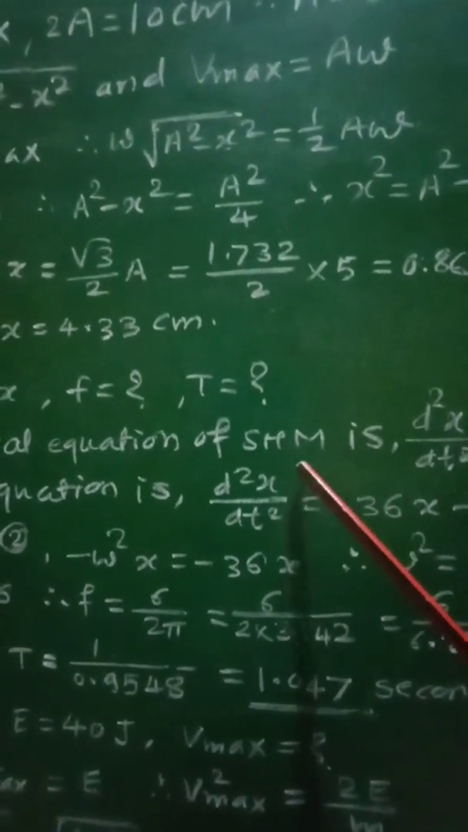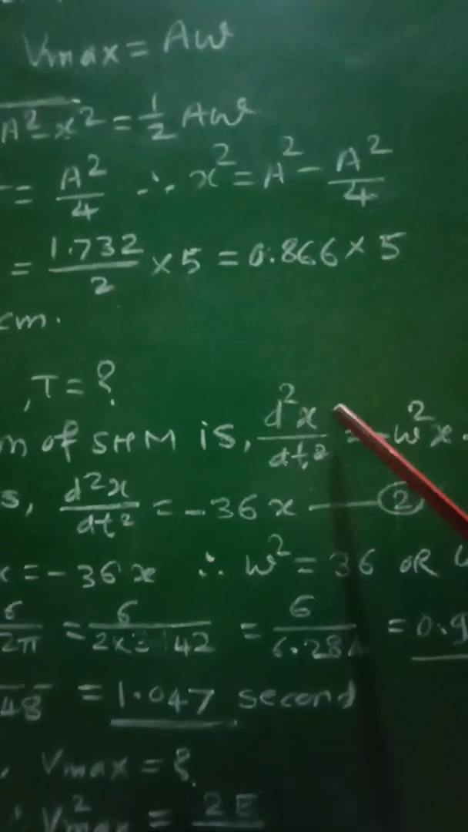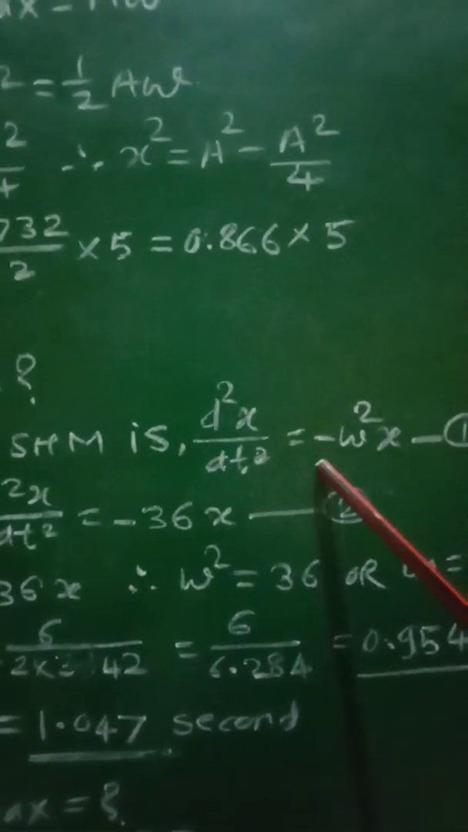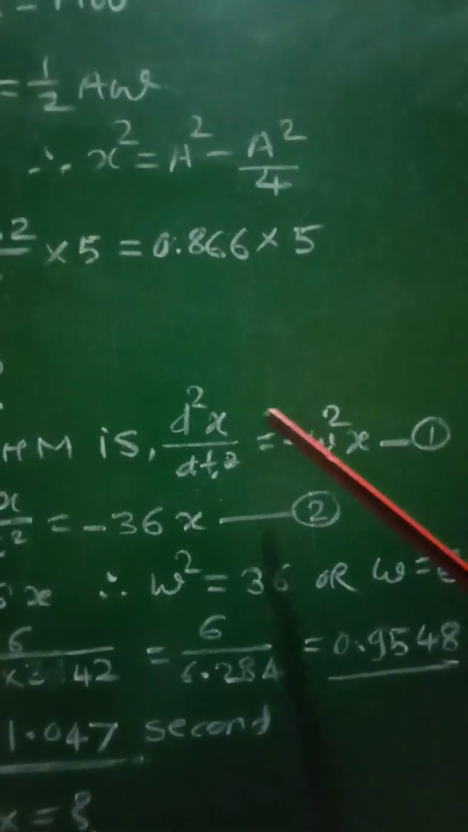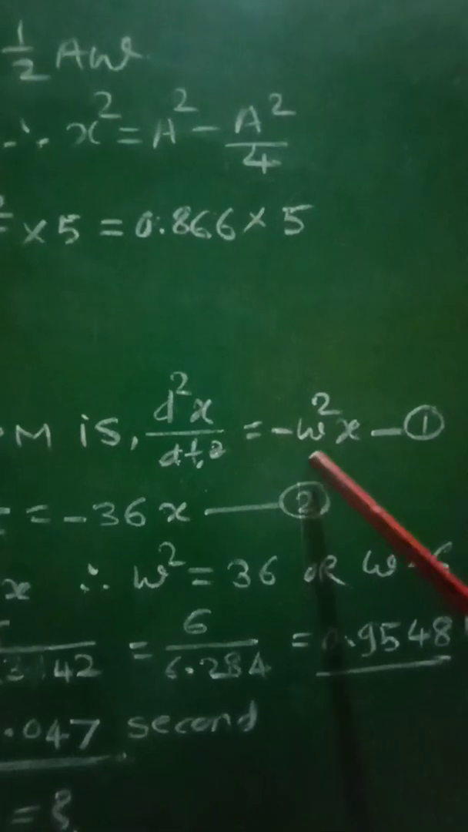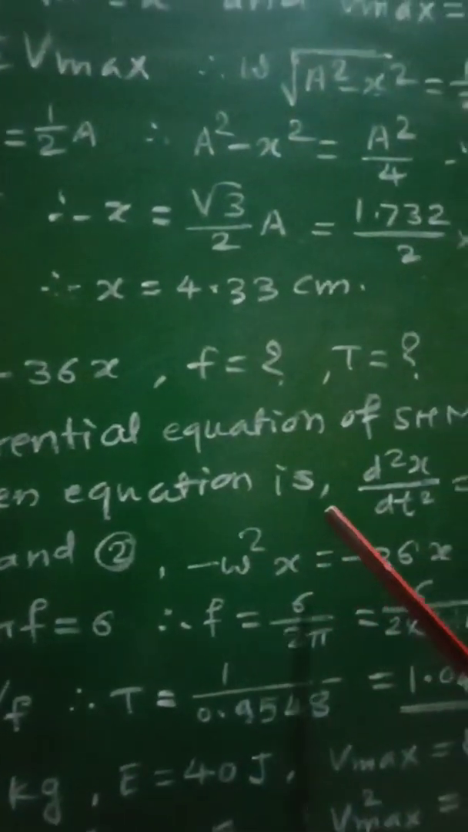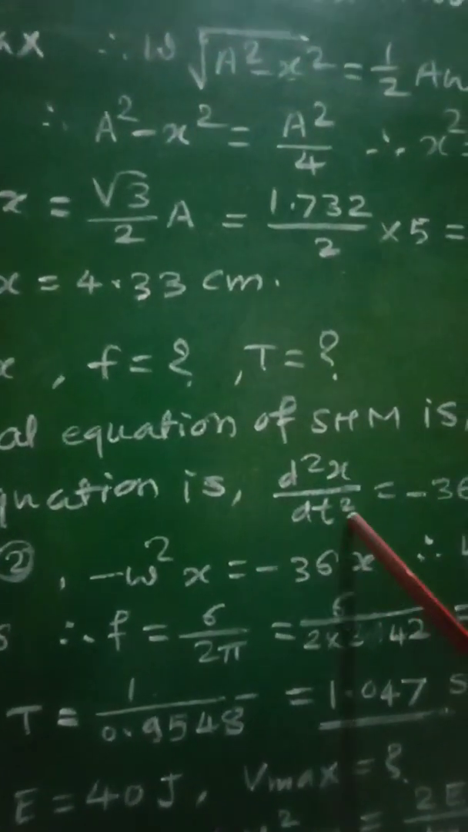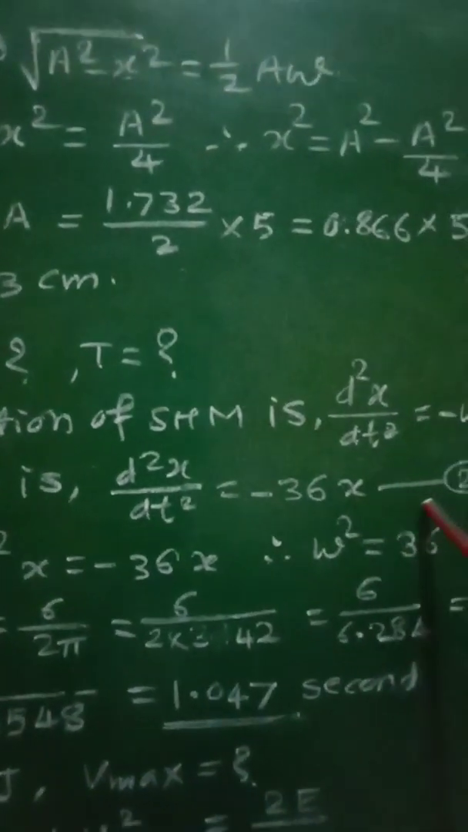The general form of differential equation of linear SHM is d square x by dt square equal to minus omega square x, equation number 1. And the given differential equation is d square x by dt square equal to minus 36x, equation number 2.